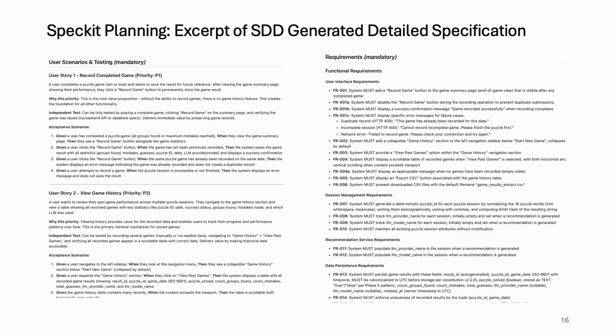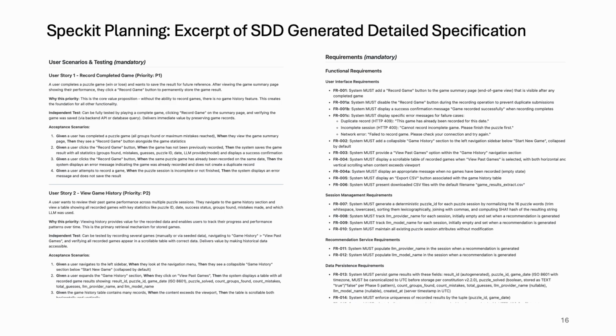On the left, we break the feature down into concrete user scenarios. These are written from the user's point of view and describe exactly how someone records a completed game or reviews their game history. Each scenario includes clear acceptance criteria written in a way that's directly testable. That's important because these criteria don't just document behavior, they define what done actually means.